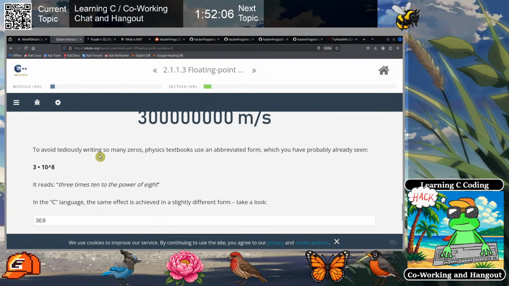To avoid tediously writing so many zeros, physics textbooks use an abbreviated form, which you have probably seen. So 3 times 10 to the power of 8.